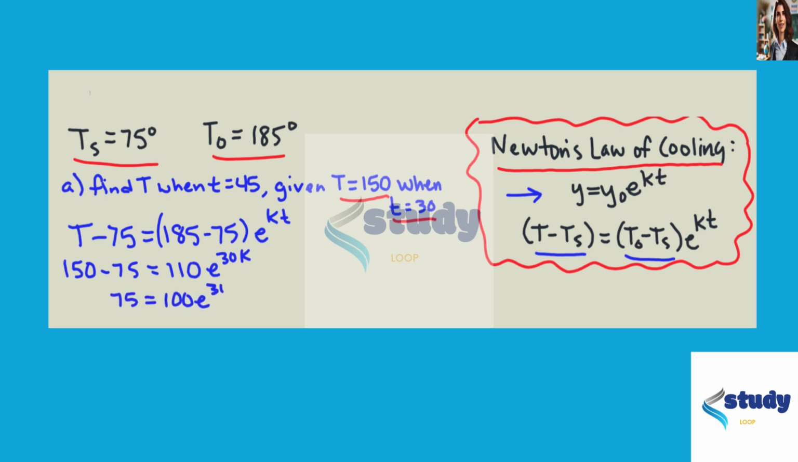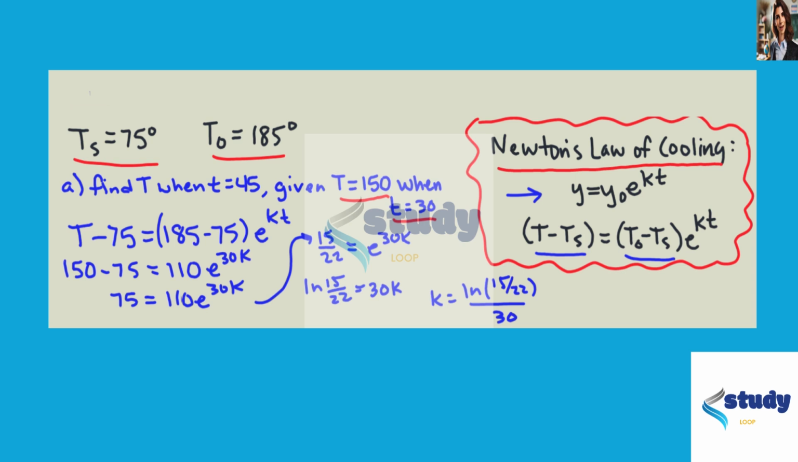Then we're going to divide both sides by 110. Oops, that's supposed to say 110. And we end up with 75 divided by 110 simplifies to be 15 over 22. So 15 over 22 equals e to the 30k. We take the natural log of both sides, and then we divide both sides by 30. So we have k equals natural log of 15 over 22 divided by 30.